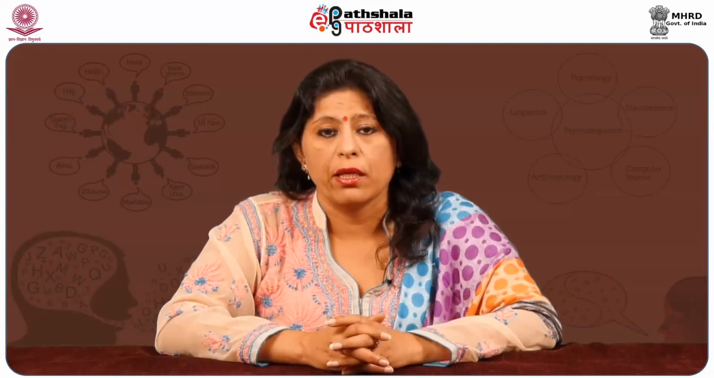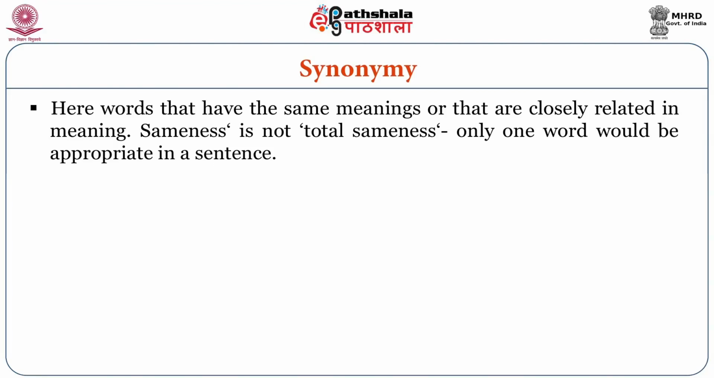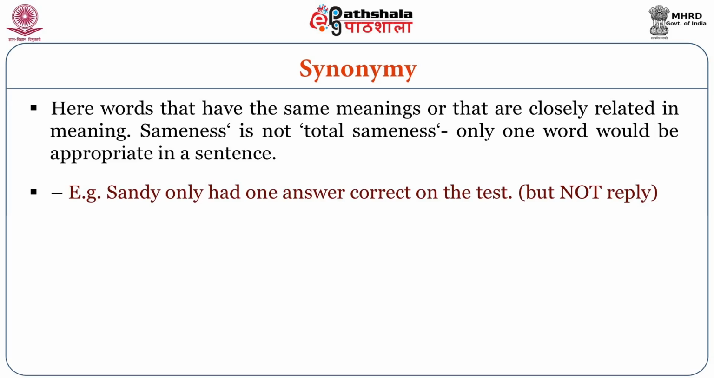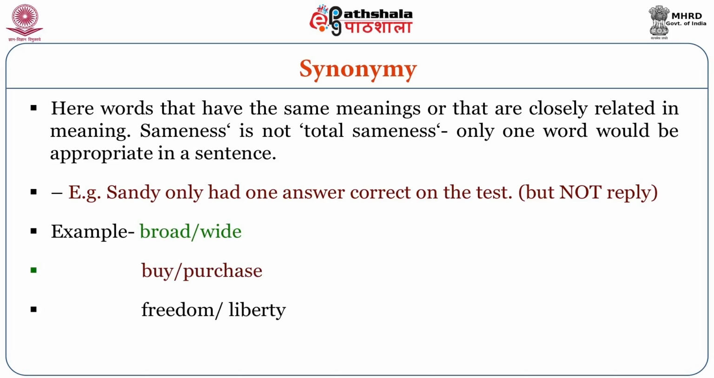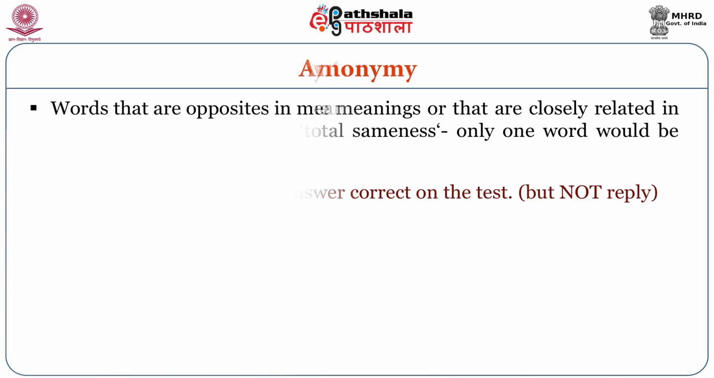First is synonymy. Here are words that have the same meanings or that are closely related in meaning. Sameness is not total sameness. Only one word would be appropriate in a sentence. For example: "Sandy only had one answer correct on the test," but not "reply." Examples: answer versus reply, almost versus nearly, broad versus wide, buy versus purchase, or freedom versus liberty.